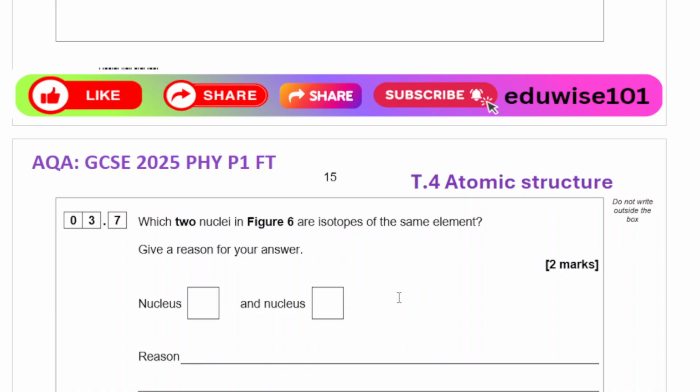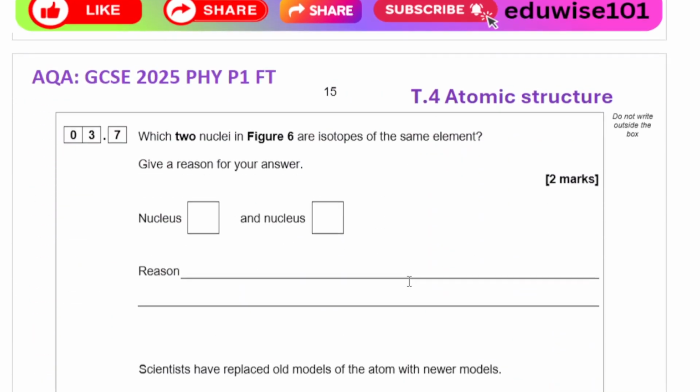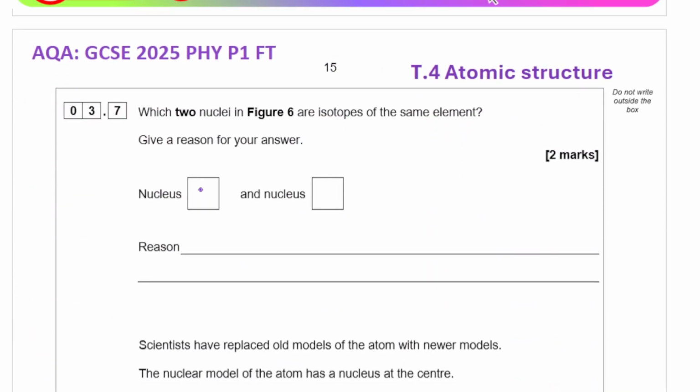Which two nuclei in figure 6 are isotopes of the same element? That means they should have the same number of protons, which is B and C. B and C, right? Since they have the same number of protons. And you could say and different number of neutrons, but it's not necessary.